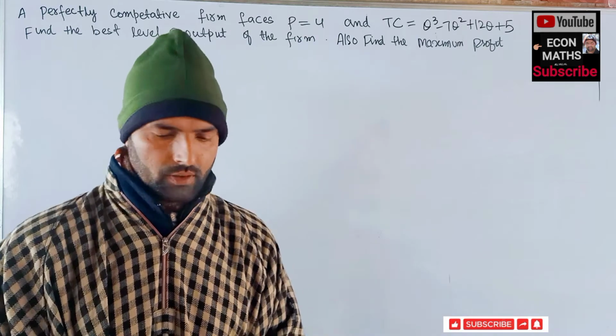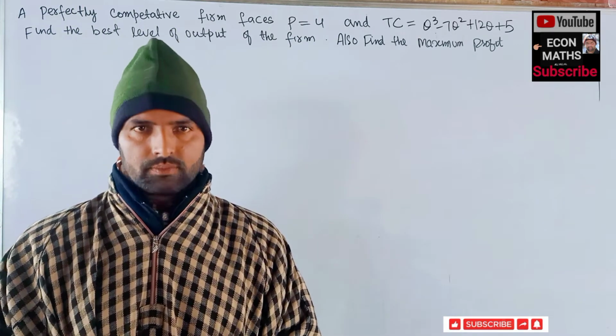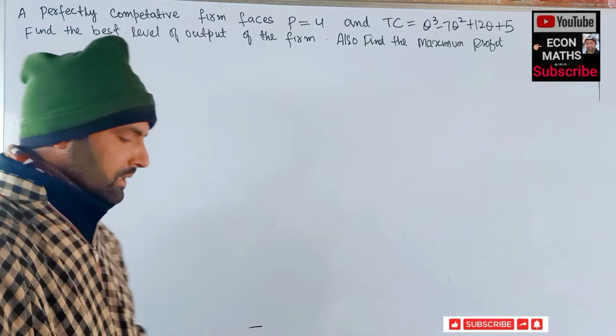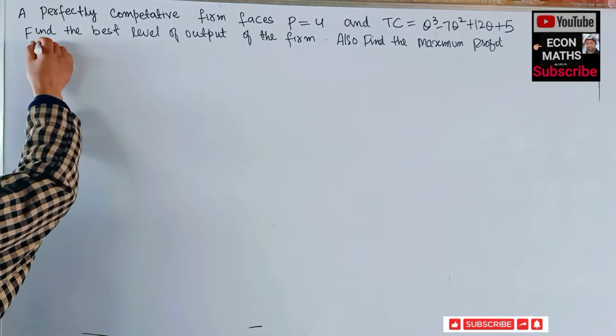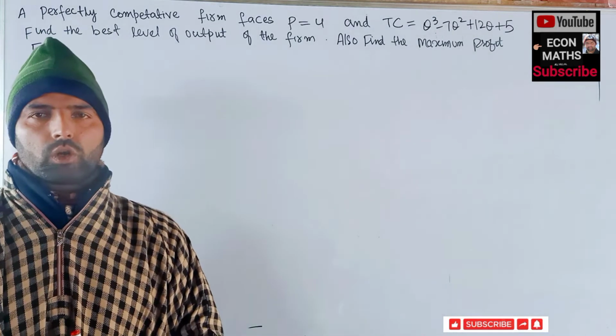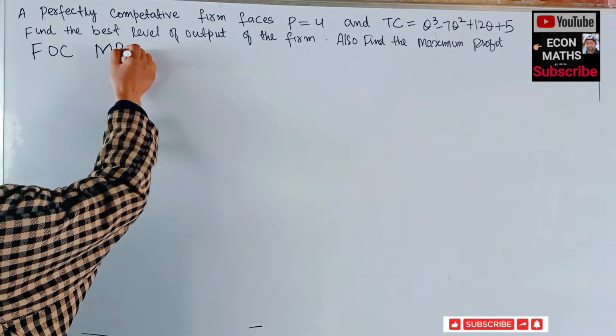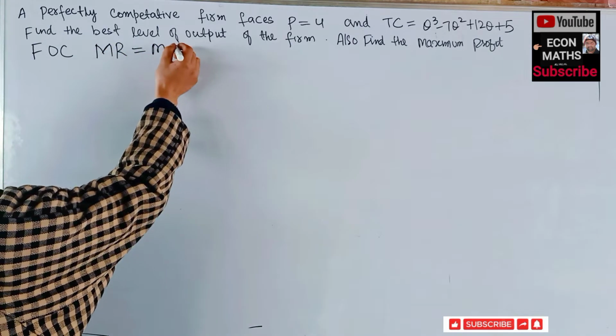First of all, as we know, the first order condition for profit maximization requires that marginal revenue should be equal to marginal cost. So we will write marginal revenue equals marginal cost.